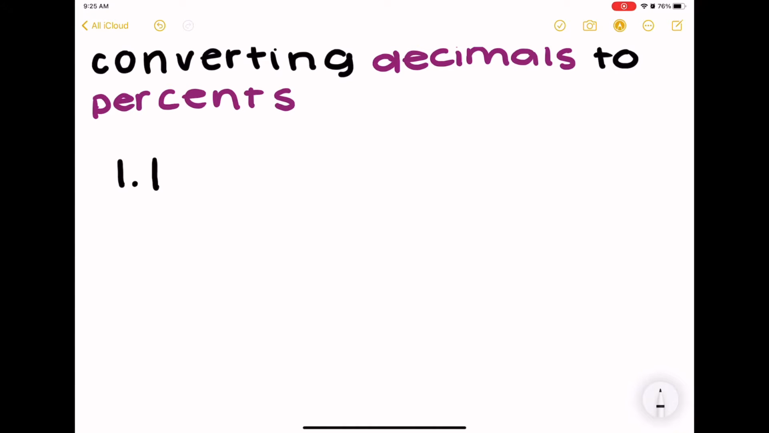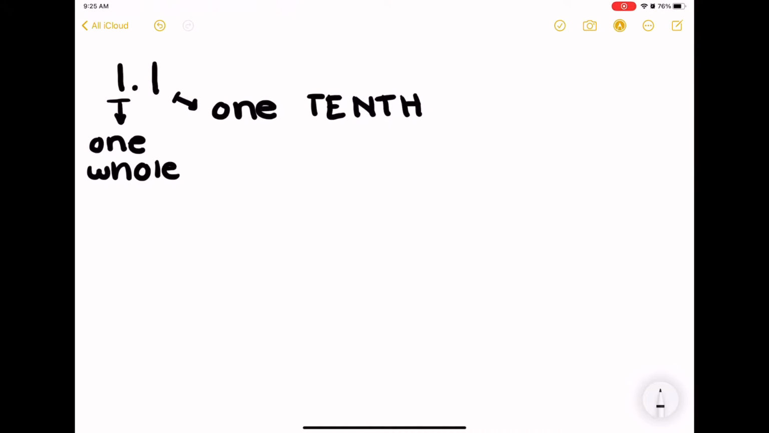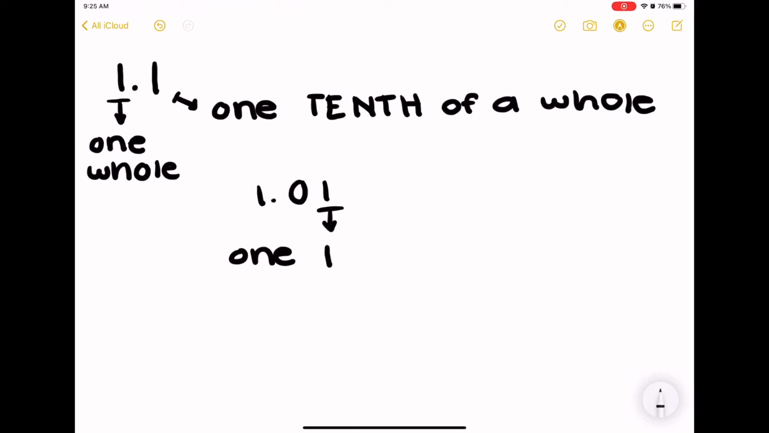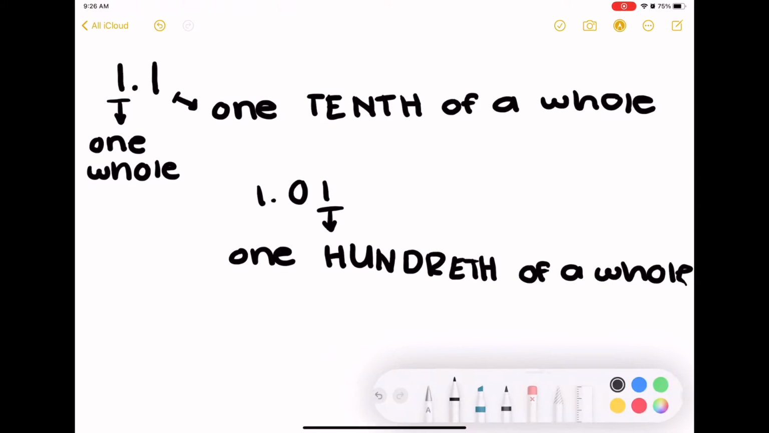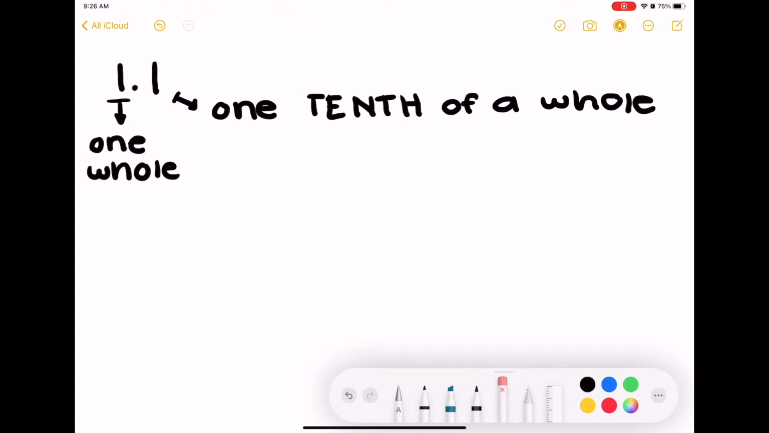Just as a quick refresher, let's examine this decimal. This means there is one whole and there is 1/10 of a whole. We know because there is a 1 before the decimal and 1 after the decimal. Therefore, we can conclude that there is one whole and 1/10 of a whole. If we have 1.01, we have one whole and also 1/100th of a whole. I explained this in more detail in my other videos, so make sure you go watch those as well.